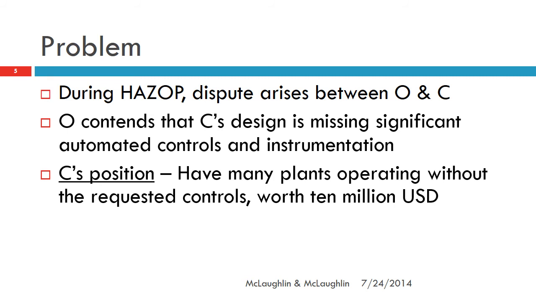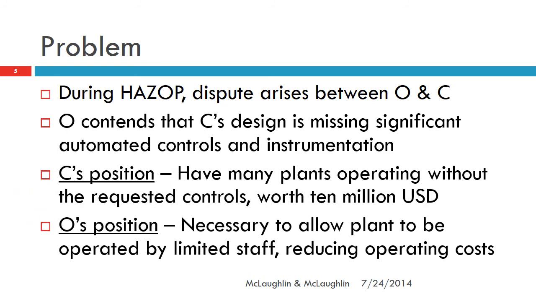So the contractor's taking a pretty aggressive position, worth 10 million bucks and 3 months additional. Okay, so where is the owner? Well, owner O's position is as follows: that the additional controls and instrumentation are necessary to allow the plant to be operated by a limited staff, thereby reducing the operating costs for this plant. And the owner O points to a provision in the contract that requires the plant to be automated such that minimum staffing would be required.